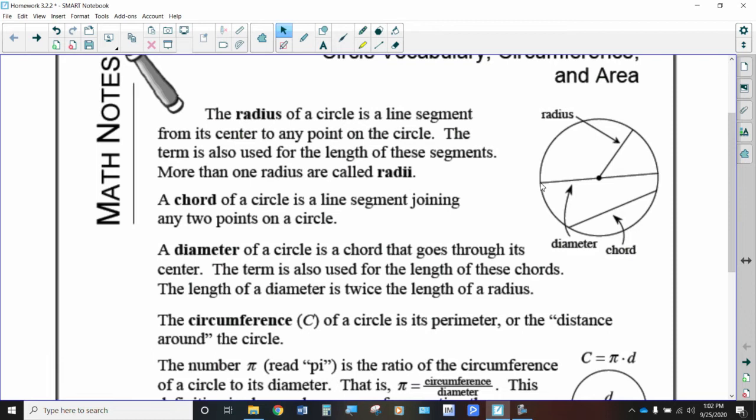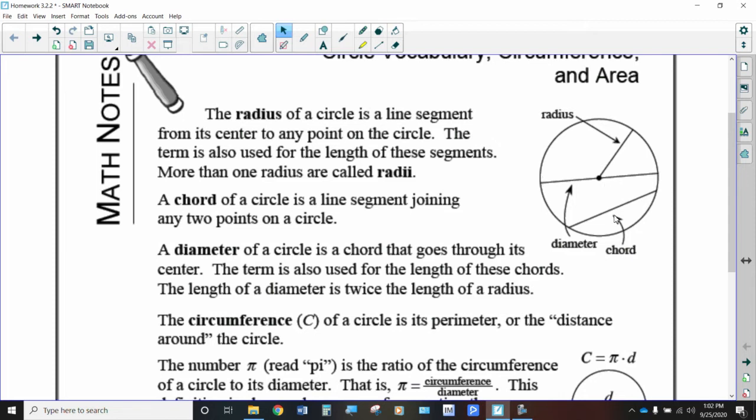Diameter is a special kind of chord. It's actually the longest chord that you can fit on a circle because it passes straight through the center of the circle at its widest point. So you can see this chord is not as wide or as long as it could be, but the chord that passes through the center point is the longest one possible, and that is a diameter.